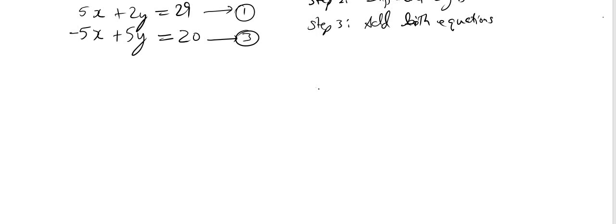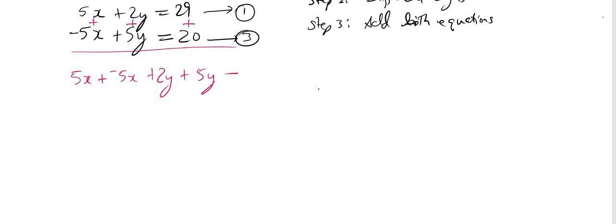Adding both equations means that we'll put a plus between the like terms. So let's write them down. We'll have 5x plus negative 5x and positive 2y plus positive 5y. Then the equal sign, and we put 29 plus 20. So we add the like terms, hence these plus signs.